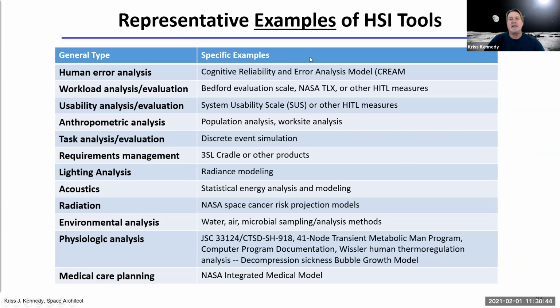These are representative examples of HSI tools that are used during the various processes and during the various analyses through the various design cycles. They have human error analysis, workload analysis, usability analysis and evaluations, anthropometric analysis, task analysis, requirements management, lighting analysis, acoustics, radiation, etc., and the physiological analysis, as well as psychological analysis of the design, to see if it benefits and supports the well-being of crew. And these are specific examples of tools that are used by industry.